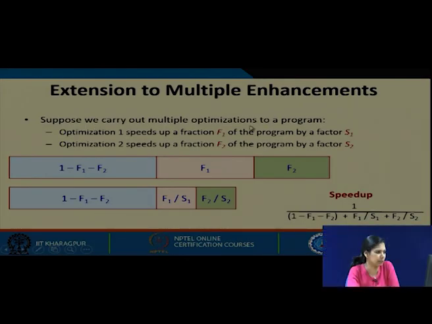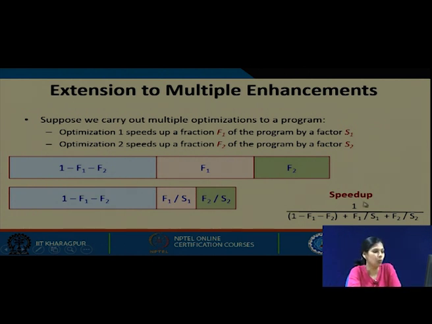Suppose we carry out multiple optimizations to a program. Optimization 1 speeds up fraction f1 of a program by factor s1. Optimization 2 speeds up fraction f2 of a program by a factor s2. So, f1 and f2 are two fractions on which we are making the improvement now, s1 for f1, s2 for f2. So, this is the part where no improvement can be made, this is a part on which we are making improvement s1, and this is a part where we are making improvement s2. Earlier it was taking F1 and F2 and it has got reduced, and now we are getting F1 by S1 and F2 by S2.